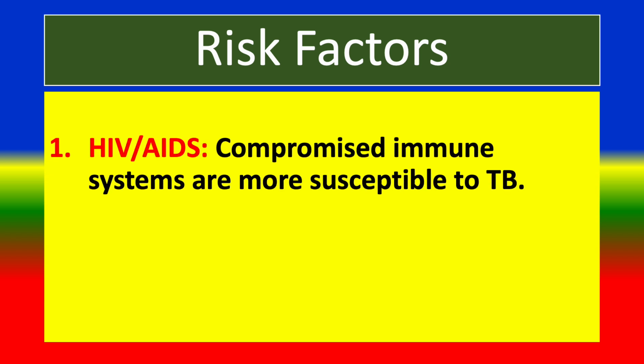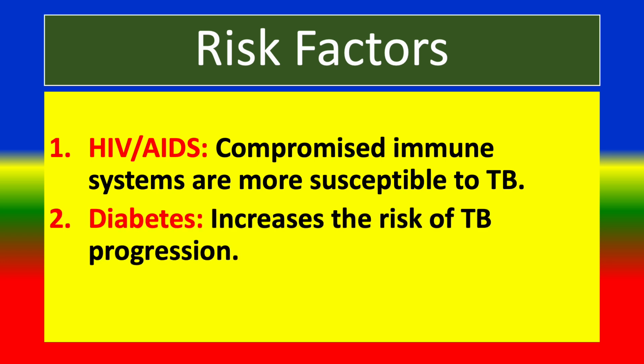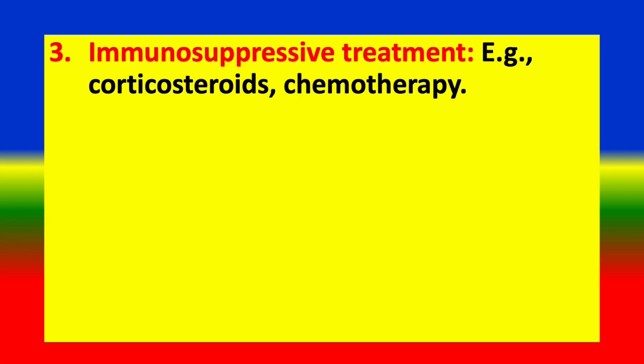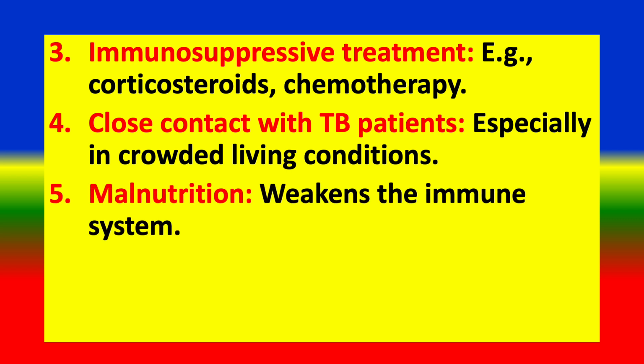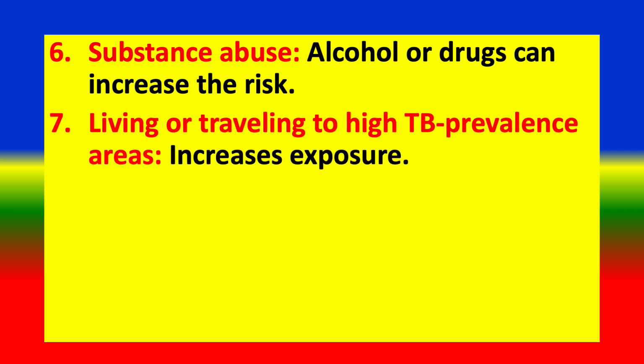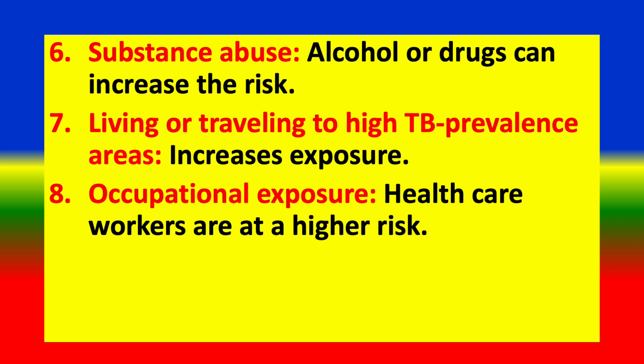Risk factors. 1. HIV/AIDS: a compromised immune system is more susceptible to TB. 2. Diabetes increases the risk of TB progression. 3. Immunosuppressive treatment, for example corticosteroids, chemotherapy. 4. Close contact with TB patients, especially in crowded living conditions. 5. Malnutrition weakens the immune system. 6. Substance abuse: alcohol and drugs can increase the risk. 7. Living or traveling to high TB prevalence areas increases the exposure. 8. Occupational exposure: healthcare workers are at high risk.